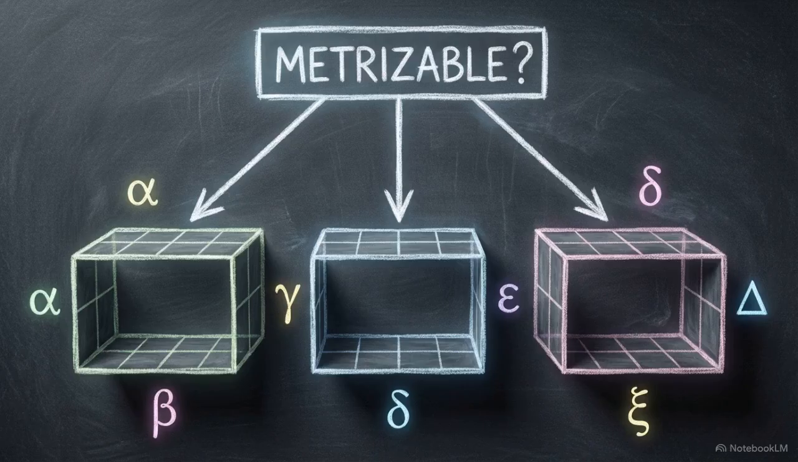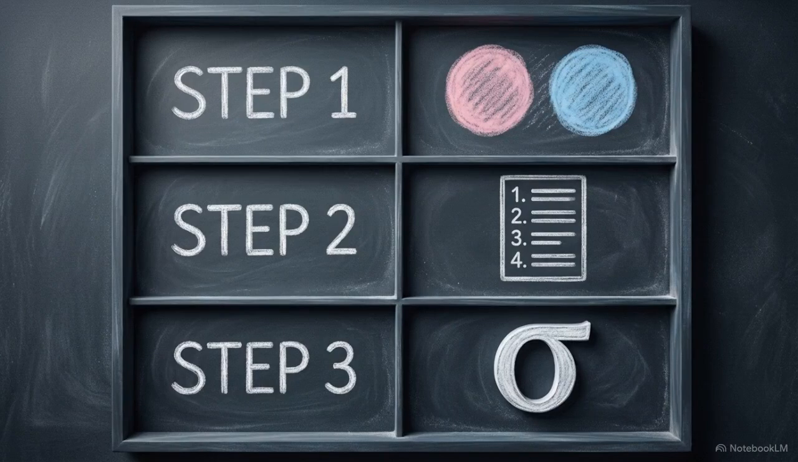For metrization questions in exams like GATE or IIT JAM, follow a strict three-step decision tree. Step 1, is it regular? Step 2, is it second countable? Step 3, if it isn't second countable, can you find a sigma locally finite basis?